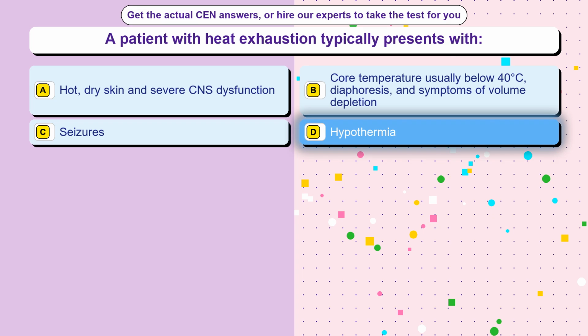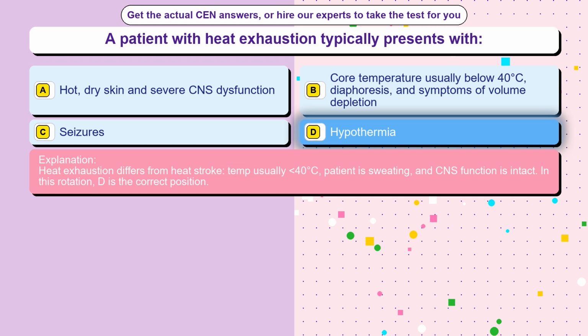The correct answer is option D. Hypothermia. Heat exhaustion differs from heat stroke, temp usually 40 degrees Celsius, patient is sweating, and CNS function is intact. In this rotation, D is the correct position.